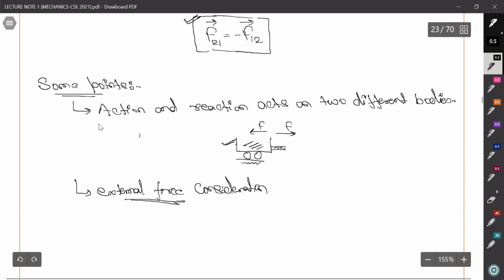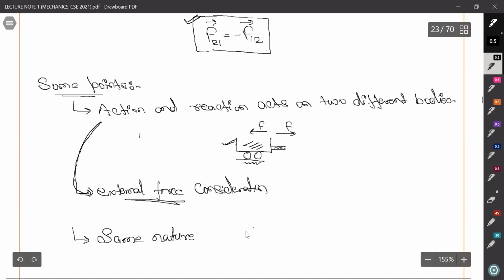For this one, that will act on two different bodies, so it will behave as an external force. Also, they have the same magnitude and opposite direction, we have already discussed, but one thing also: they are of the same nature. What is meant by same nature?